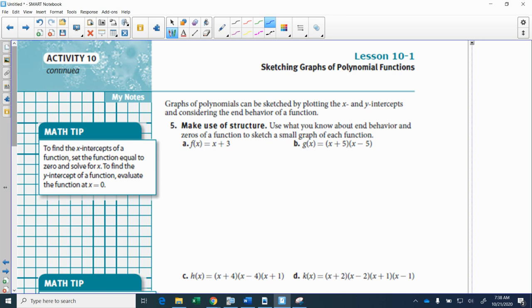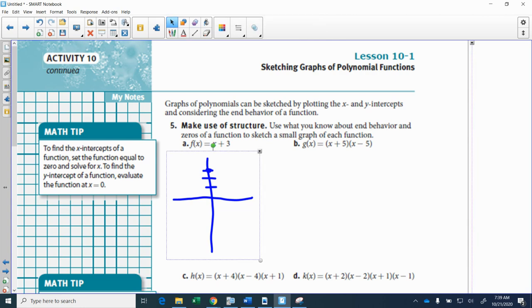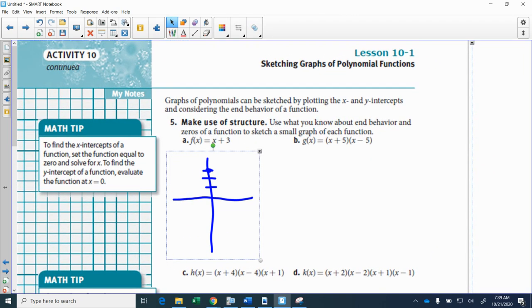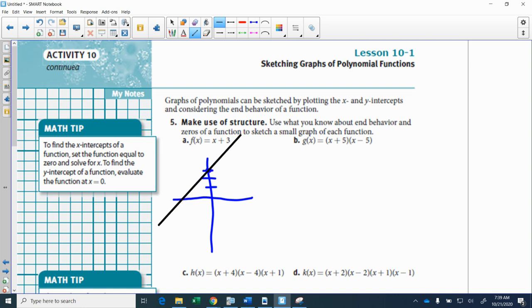Basically, it says, use what you know about end behavior and zeros of a function to sketch a small graph of each function. So let's start with an easy one. Let's say we have x plus 3 here, okay? Now, x plus 3 would be a very easy graph, right? You'd be up 3, and it would just create a line segment that basically looks like so. Let's put a dot there. Maybe not perfect, but just get the idea of it.